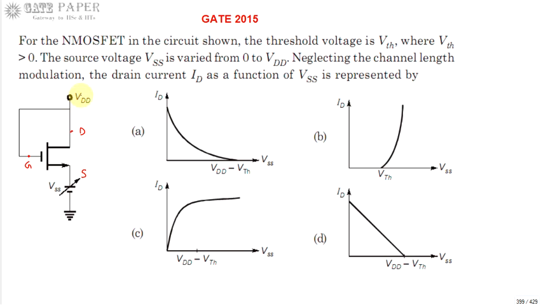So VDD is going to be more positive than ground. So the VDD side is treated as the drain and the opposite is the source, and this side is the gate. And we are going to find the relation between ID and VSS.